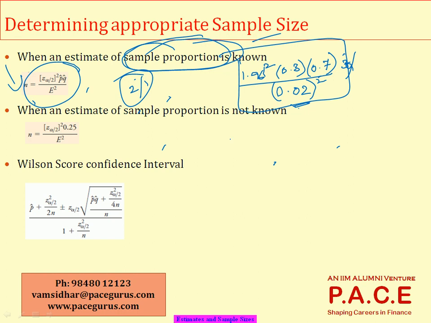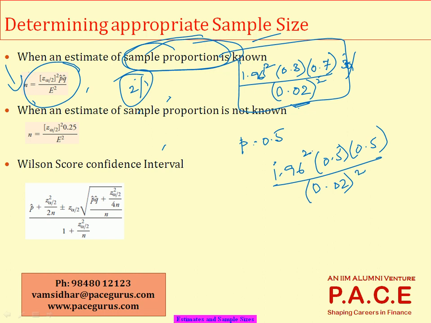Then what it says is you assume the sample proportion to be 0.5, which means 0.5 into 0.5: 1.96 squared into 0.5 into 0.5 divided by 0.02 squared. So that's where you'll see this part. In case you don't know the sample proportion, you will directly go with 0.25 itself. This is one of the mechanisms which you can use, especially when you are doing an estimation of a proportion.